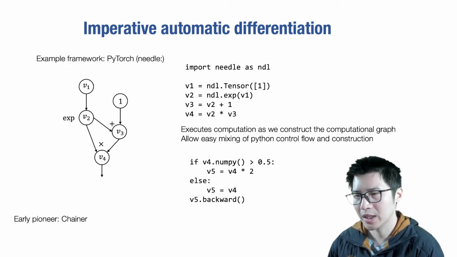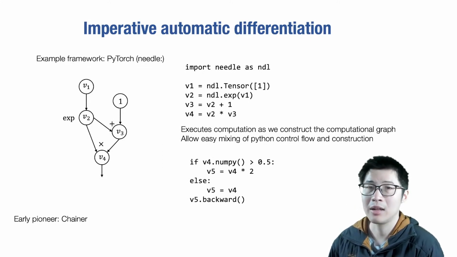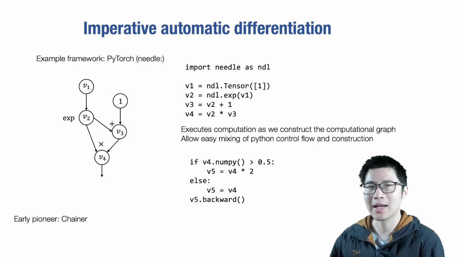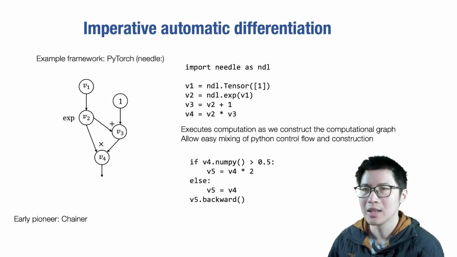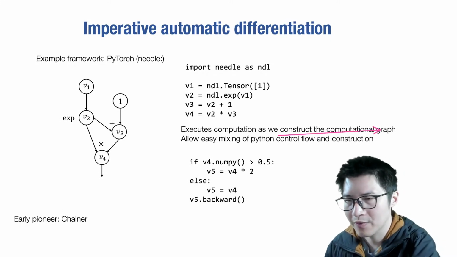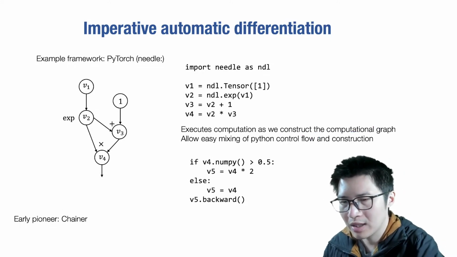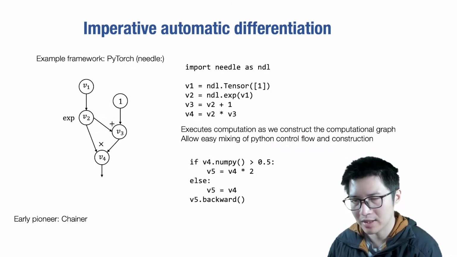So the difference with this imperative automatic differentiation API, in other cases called define-by-run: as you define computations, you also go ahead and run the result. It allows us to execute the computations as we construct the computational graph, and also allows us to easily mix the Python control flow and the construction at the same time.